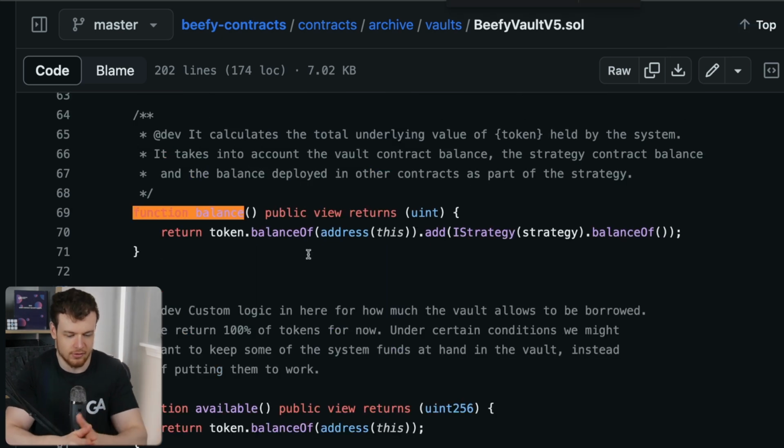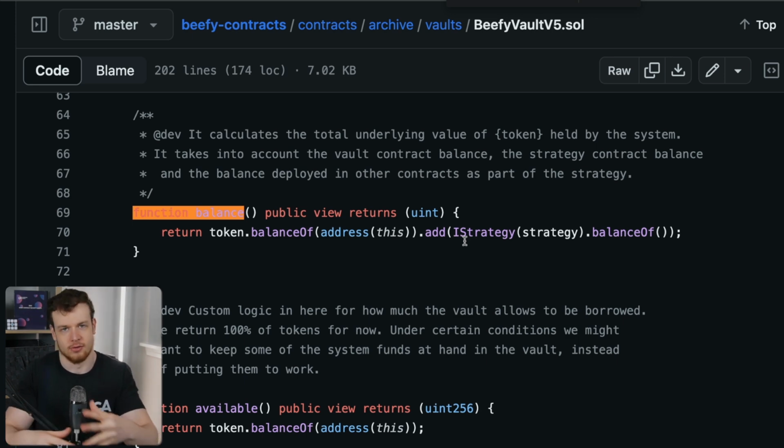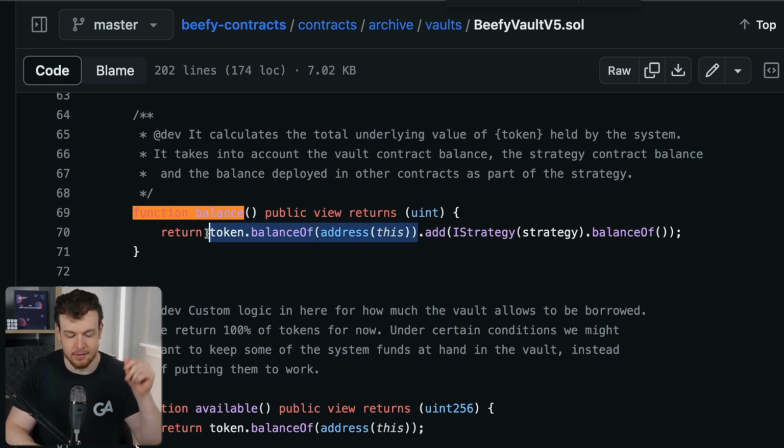Okay, cool. So this is token.balanceOf this address plus some stuff in a strategy address, which is basically an address that is used to earn yields and deposit funds into other protocols and stuff like that. But we're not going to have a look at the strategy. The important part is that, at the very least, we're using the balance of this address.